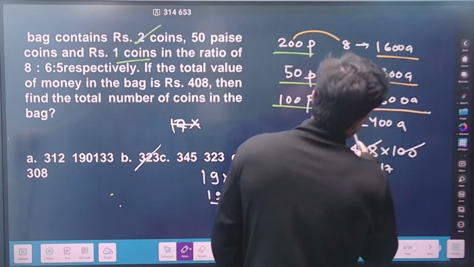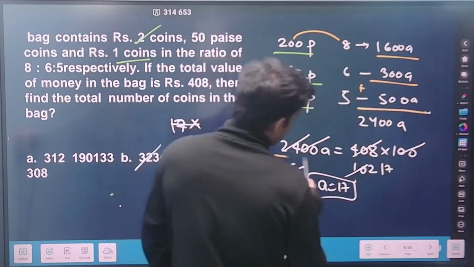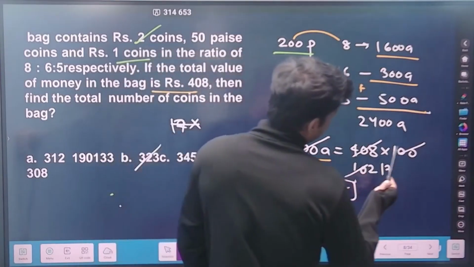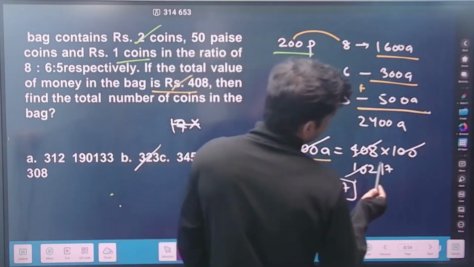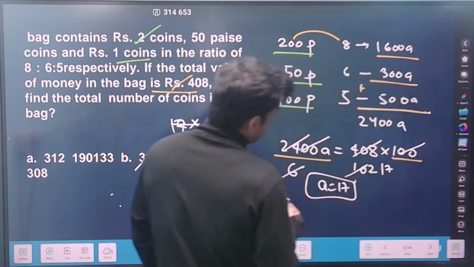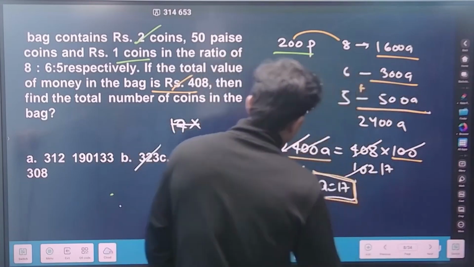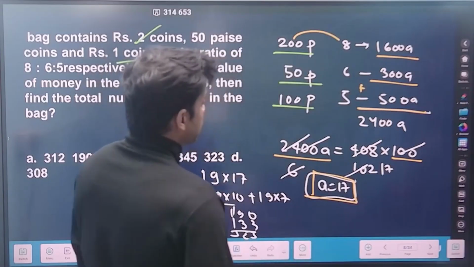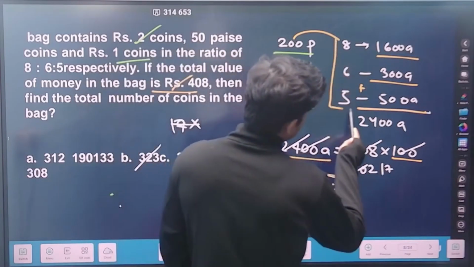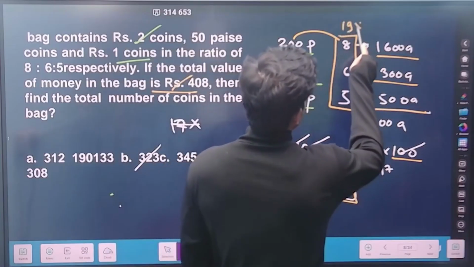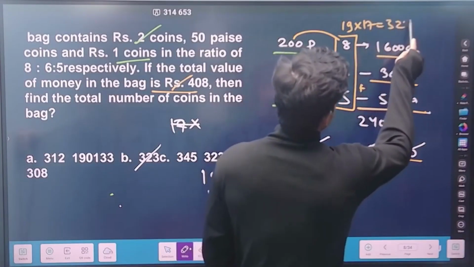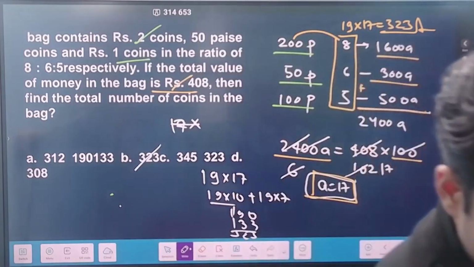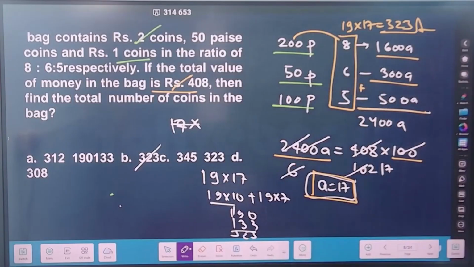If I sum it up, I am getting 2400A, which is equal to the total rupees the bag contains, which is 408, but that was in rupees. I'll convert it into paise, so multiplied by 100. From here the value of A is basically 17. So A is 17 and they are asking the total number of coins. If I add up this part, this is basically 19. So 19 multiplied by 17 is 323. Answer. Now I think this is much clearer.